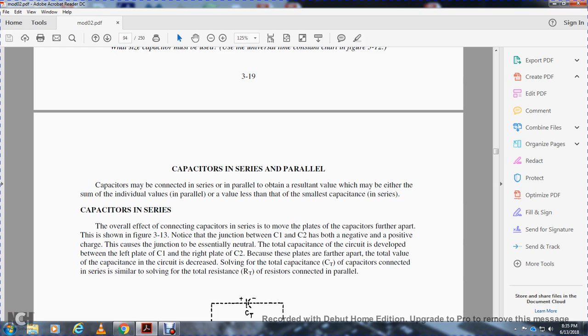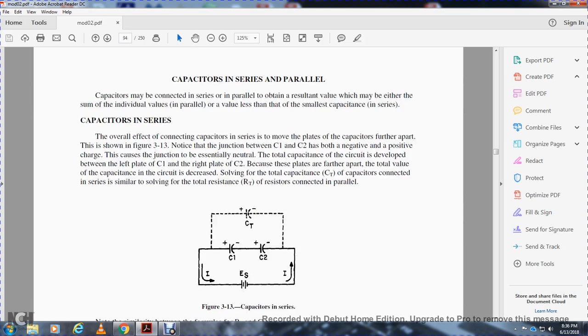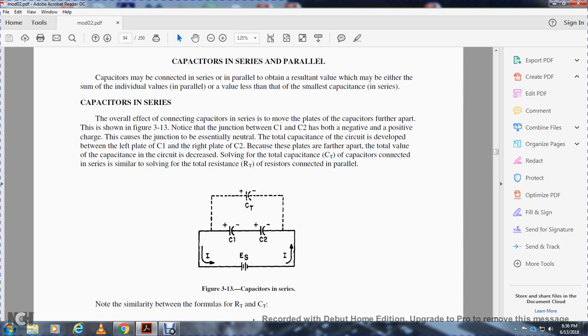Note that the junction of capacitor 1 and capacitor 2 has both negative and positive charge. The junction is essentially neutral, but the total capacitance of the circuit is developed by the left plate of capacitor 1 and the right plate of capacitor 2, because the plates are farther apart. The total capacitance of the circuit is decreased. Solving for the total capacitance of capacitors connected in series is like solving for the total resistance of resistors connected in parallel.